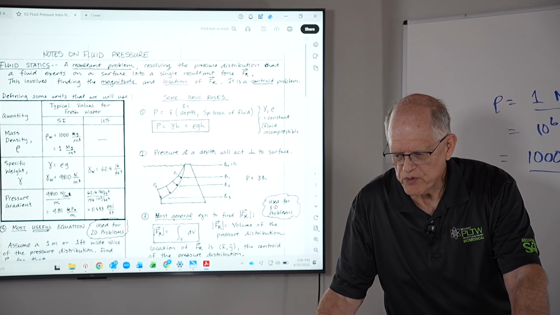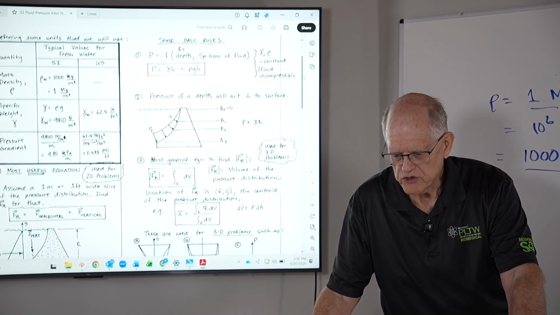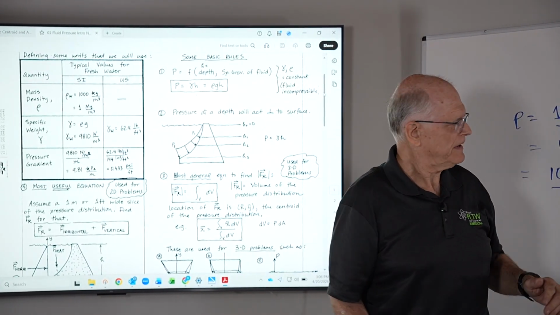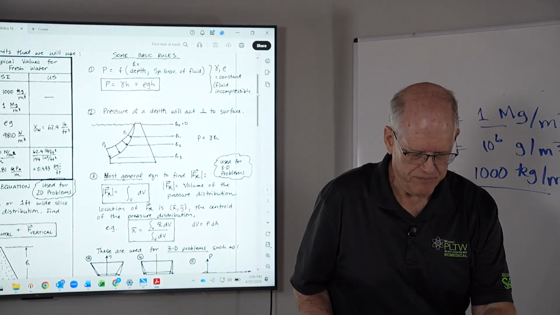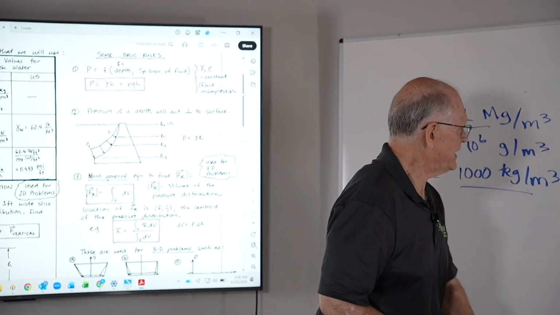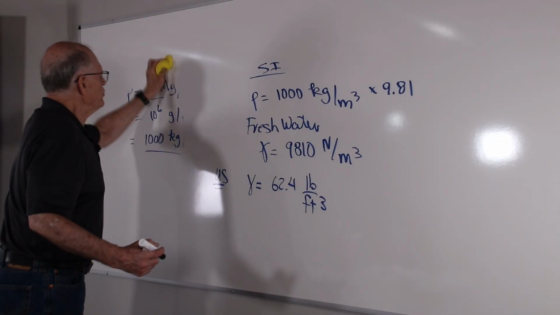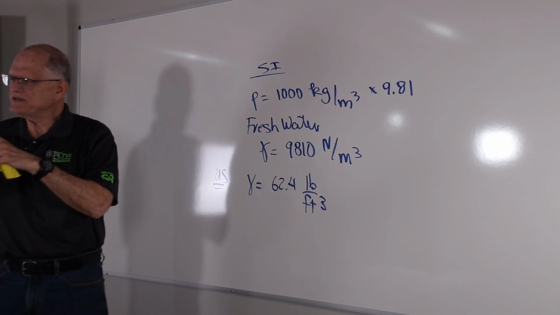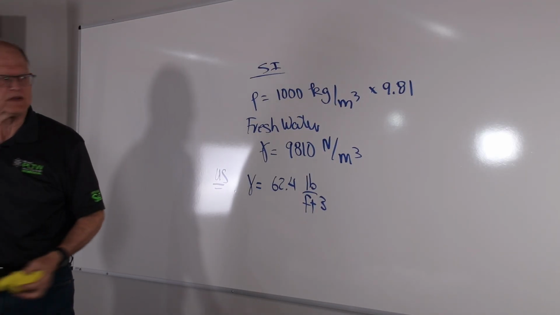So, our rules of pressure. Rule number one is pressure is a function of depth, and so at any depth, you're going to have the same pressure. Rule number two is that pressure will always act perpendicular to a surface.